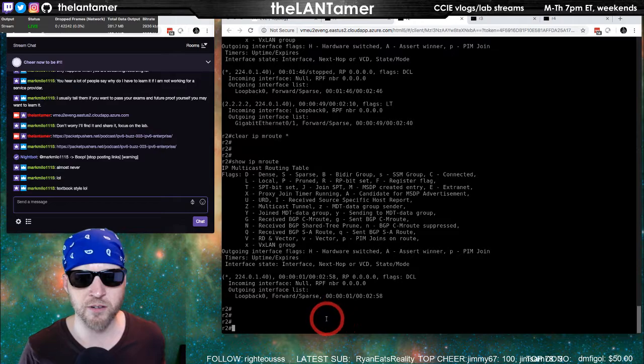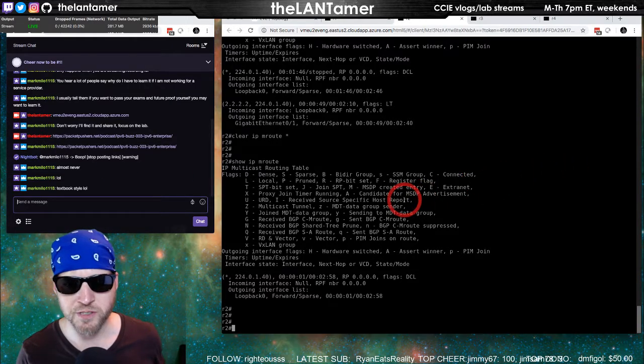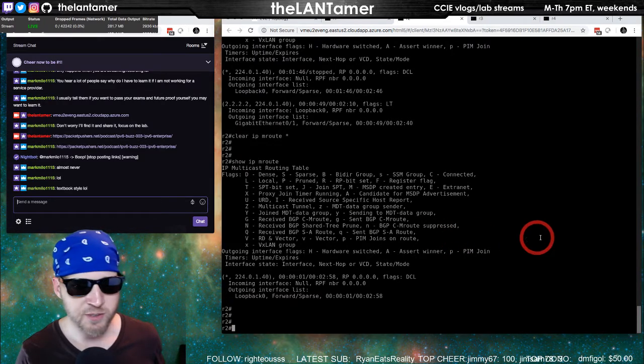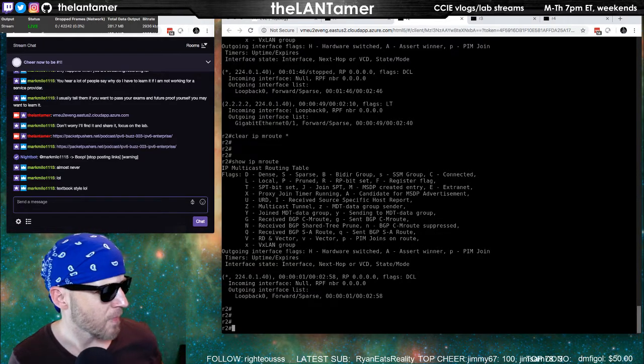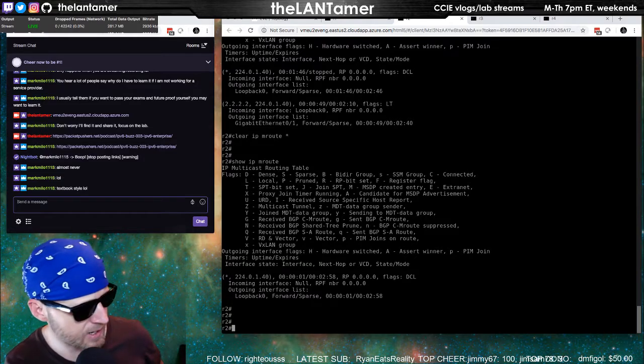So he's got outgoing interface list. He's got a loopback here. Do we need that loopback? Oh yeah, we're using it for the announce. Yeah, it's recommended to use loopbacks for the Auto-RP mapping server and announcing servers. Okay, so that's what we expect for right now.